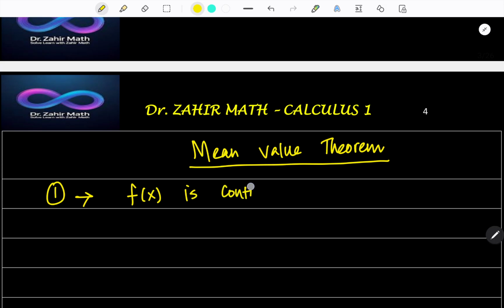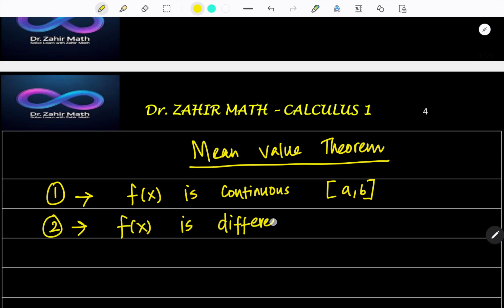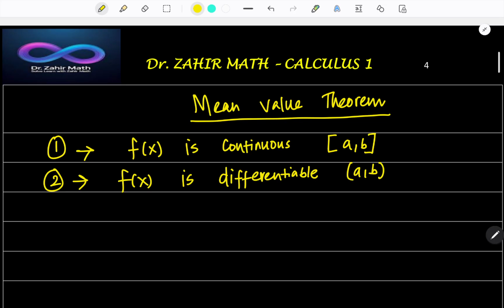f of x is continuous in the closed interval a comma b. Step number 2, f of x is differentiable in the open interval a comma b. Only this. No need to check f of a, f of b. You are very lucky in this. Actually, this theorem is easy, but in general, students find this theorem very difficult.